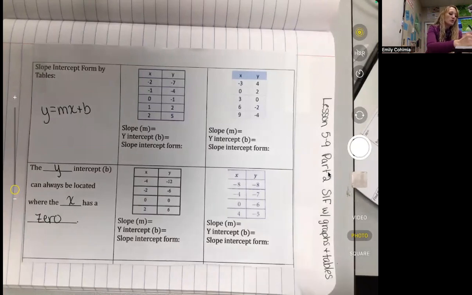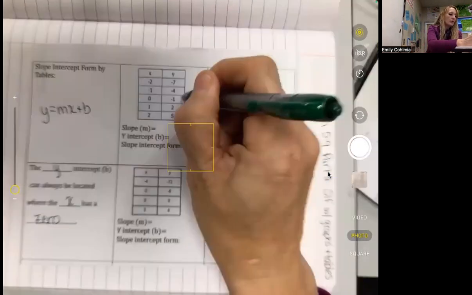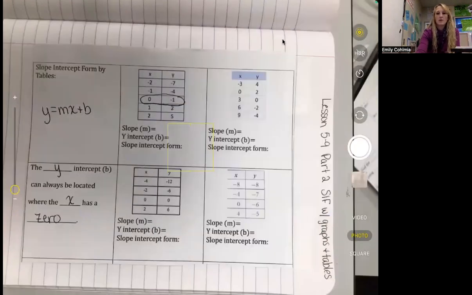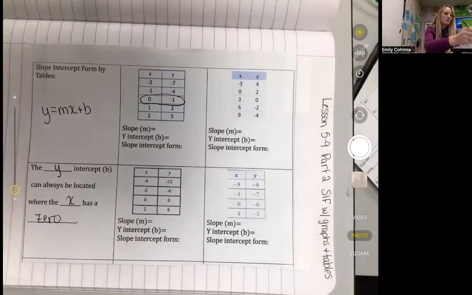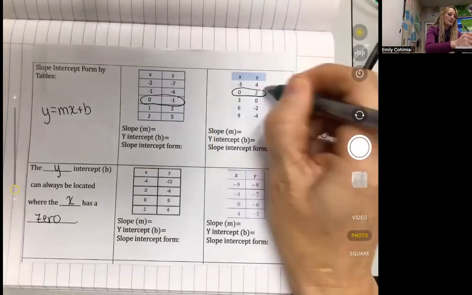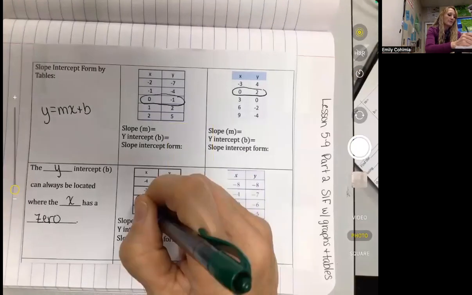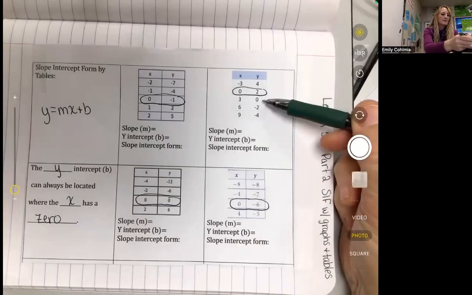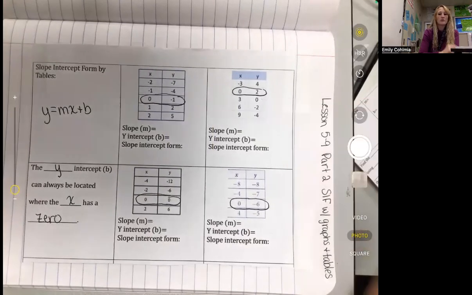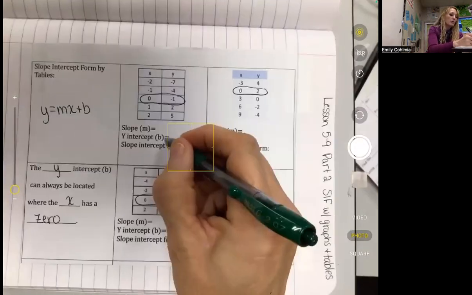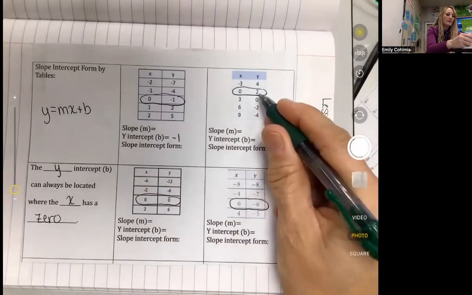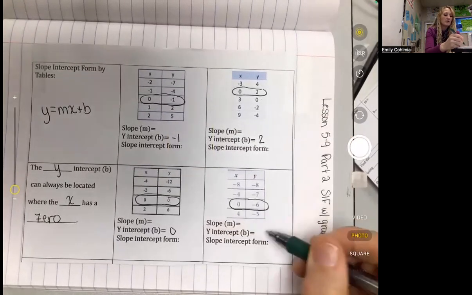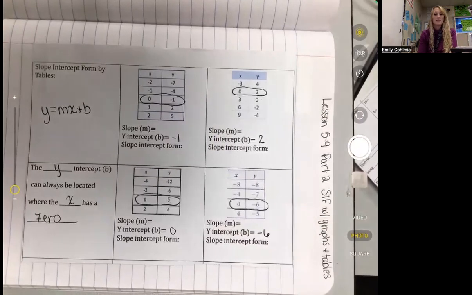So the first thing that we're going to do is look at every table and identify where the x is 0. Wherever the x is a 0, that is going to be your y-intercept. So x is a 0, that's your y-intercept, every time. Don't worry if your y is a 0, that doesn't matter, okay? We're only looking for the x. So in this case, our y-intercept is -1, our y-intercept here is a 2, our y-intercept here is a 0, and our y-intercept here is a -6. So that's the first part.